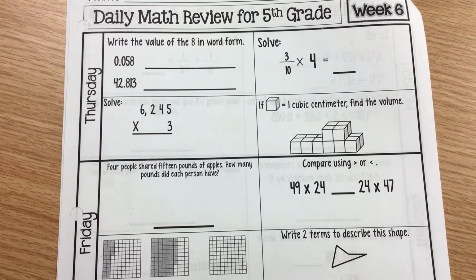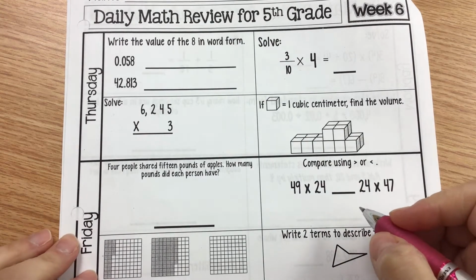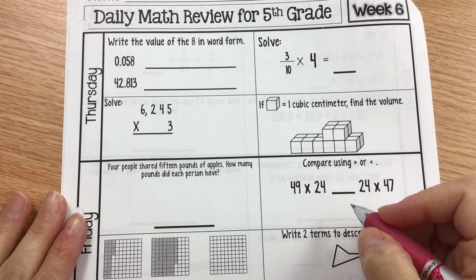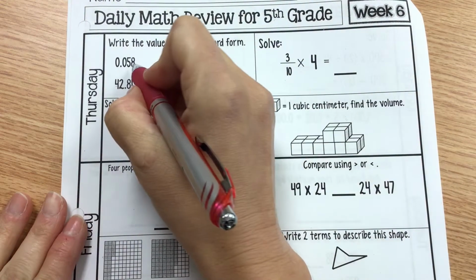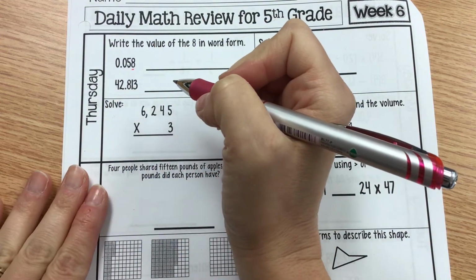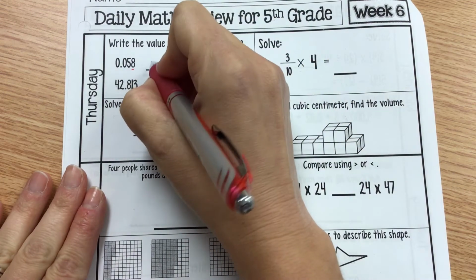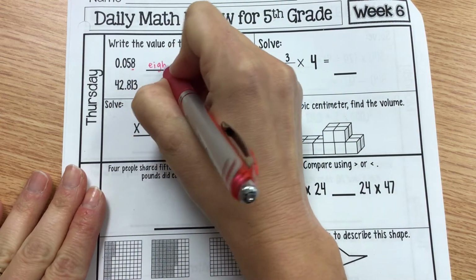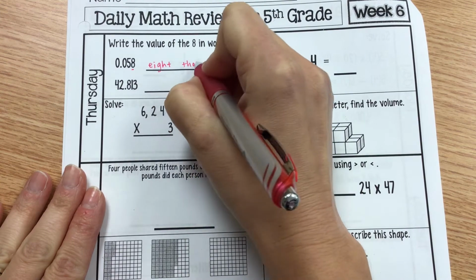All right, week 6, daily math review, bell ringers. Write the value of the 8 in word form. So the 8 is in the thousandths place value. So if it's in word form, that would be 8 thousandths.